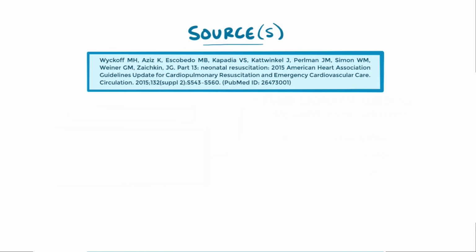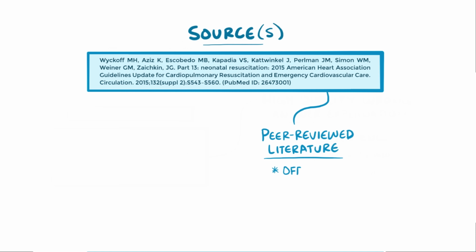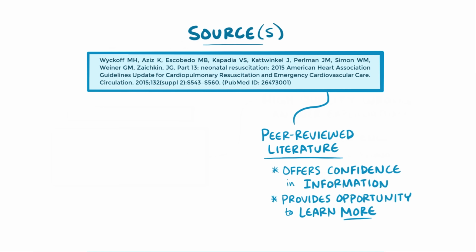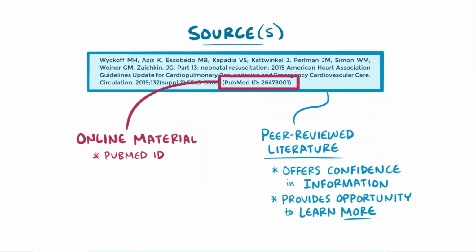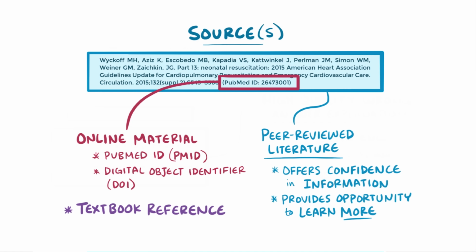Finally, every well-crafted explanation relies on sources that should be referenced. Whenever possible, these resources should be from primary, peer-reviewed literature and should be timely and appropriate. This offers the learner confidence in the information and provides an opportunity to learn more about the topic. Ideally, it'd be a link to online material that can be easily accessed with a PubMed ID, or PMID, or a Digital Object Identifier, or DOI. For example, the reference number here is listed as 264-73001. If the reference is for a textbook, it should include the edition and the page numbers.